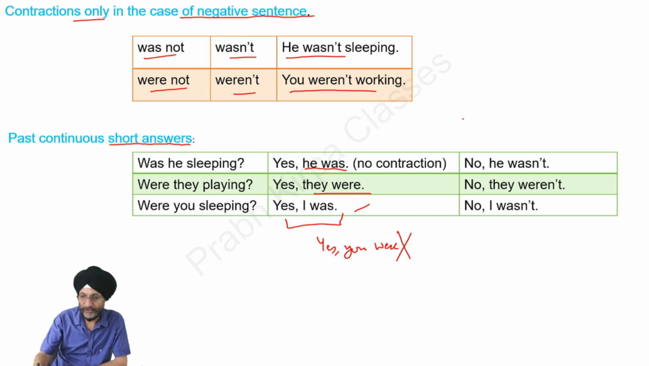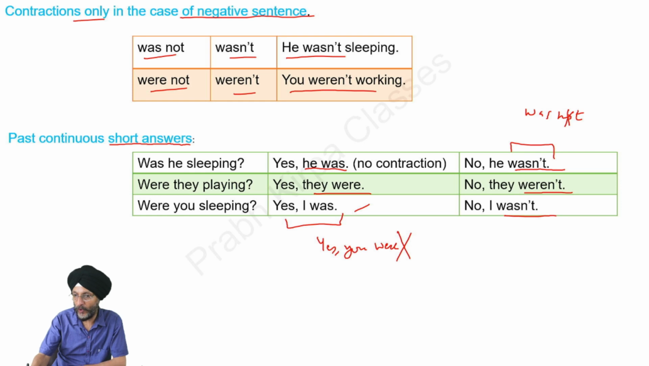If we give the answer in negative, then there may be contraction. No, he wasn't. Were they playing? No, they weren't. Were you sleeping? No, I wasn't. You will see that here the contraction has taken place. You will see was not: o has been removed, and in that place an apostrophe has been put, and no space has been left between was and not.